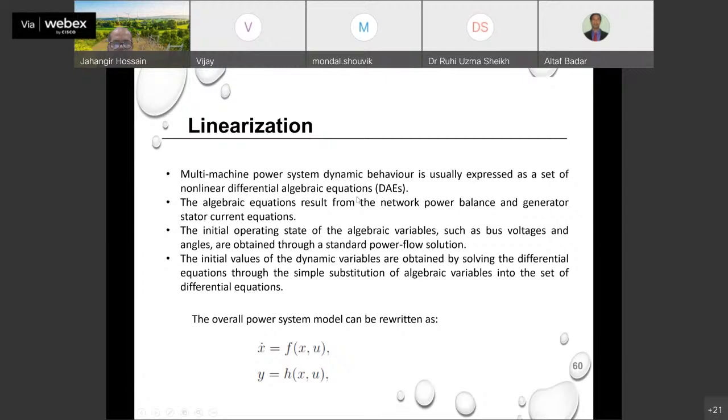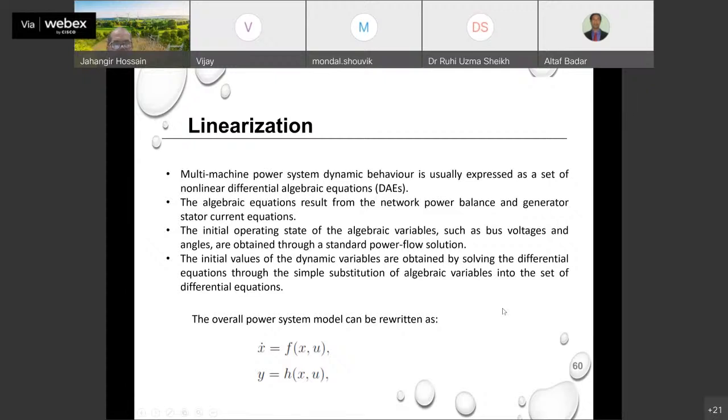We don't have any single machine system. In most cases, our system has multiple machines, multiple transmission lines, multiple loads. And when you model all of them together, the system becomes highly nonlinear. Analyzing a nonlinear system is quite challenging. Even if you would like to analyze stability for the nonlinear system without making linearization, it is very complex. So that's why we convert it to a linear system.